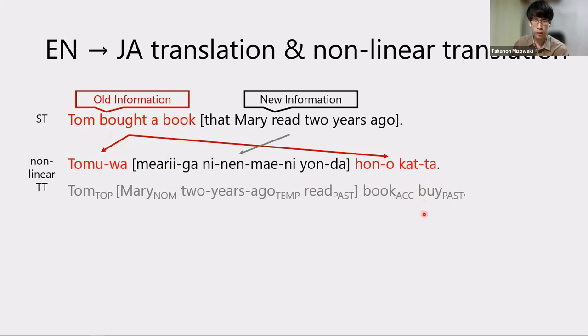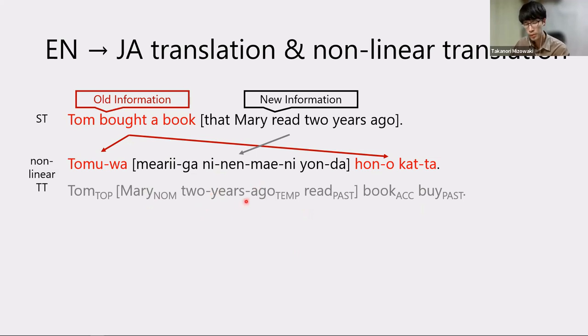So therefore, the reader of the target text has to retain more information in their working memory until the predicate appears. In other words, the syntactic structure of non-linear translation makes it difficult to read, resulting in higher cognitive effort in reading.